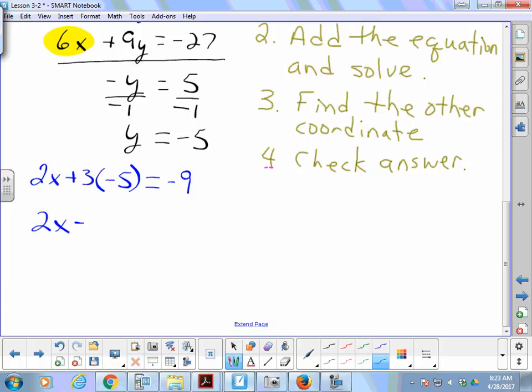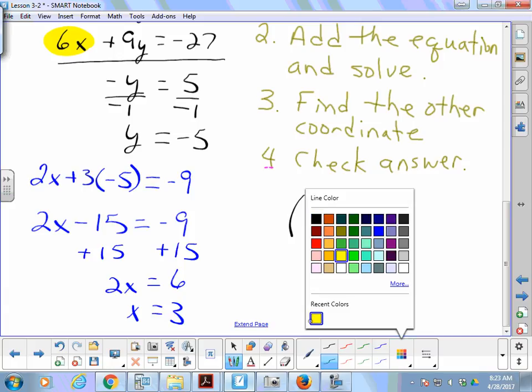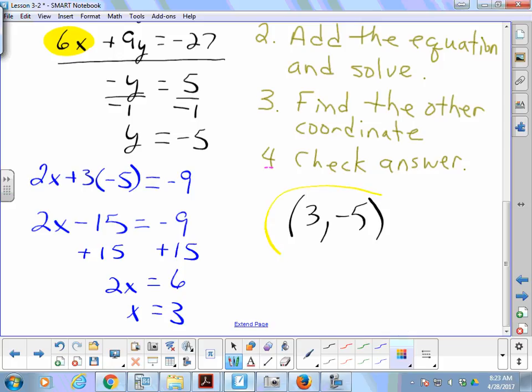Oh, 2x minus 15 equals negative 9. And just go ahead and find the value of x. And then just remember to write it as a point. And then it's always a good idea to go back and check your answer to make sure you did it correctly.